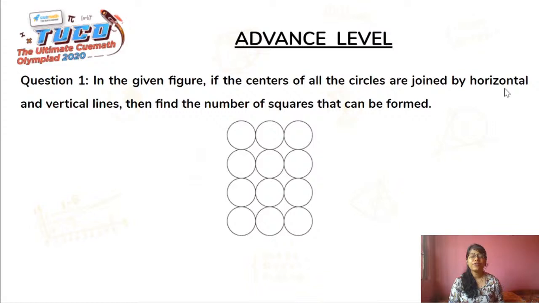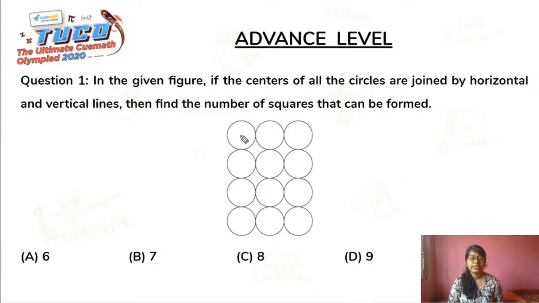So here goes our first advanced level question. In the given figure, if the center of all the circles are joined by horizontal and vertical lines, then find the number of squares that can be formed. And here goes our options as well. Okay. So let's start doing it.